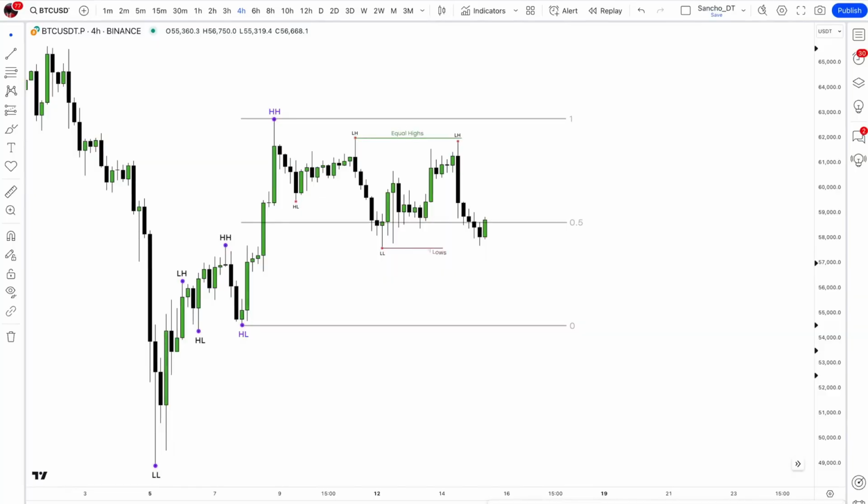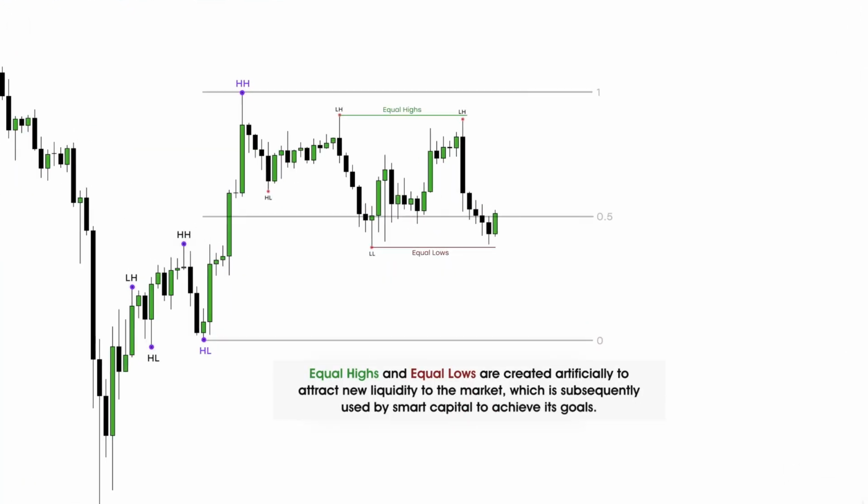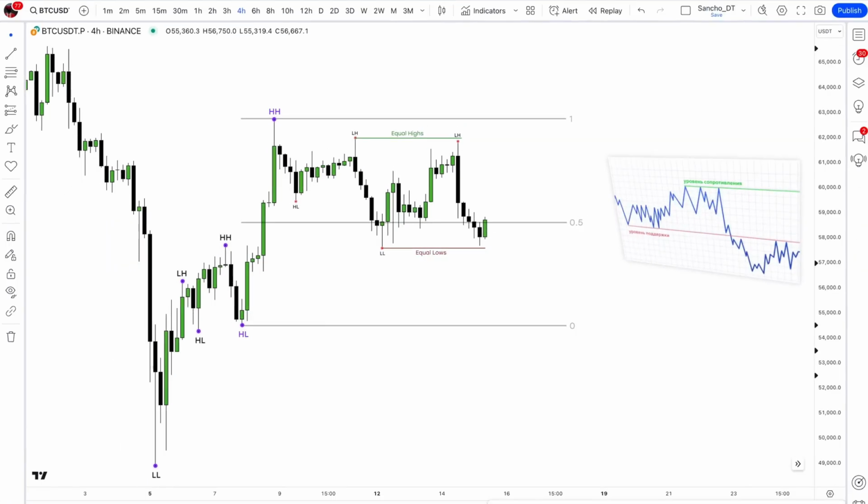Next, it's necessary to highlight key price levels. In our example, these are equal highs and lows. Such levels are artificially created to attract money from less informed traders to the market. These funds are then used by smart money to achieve their goals. From the perspective of smart money, such levels are not just support and resistance from technical analysis, but zones of critical liquidity concentration that will inevitably be breached.